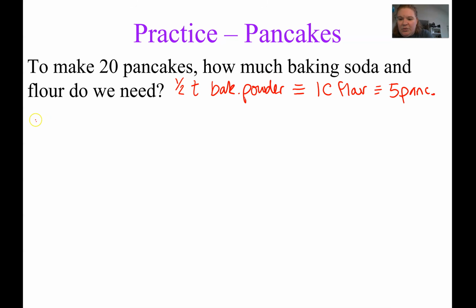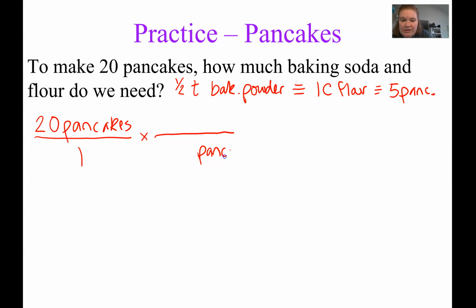So I'm going to start with my 20 pancakes. And we'll figure out how much baking soda we need first. So I'm going to put my pancakes on the bottom because I want that unit to cancel out. And I'm going to put my, oh, I called it baking powder up here. Baking soda. Don't make that mistake. I did that with scones during quarantine. Ooh, they were some gross scones.